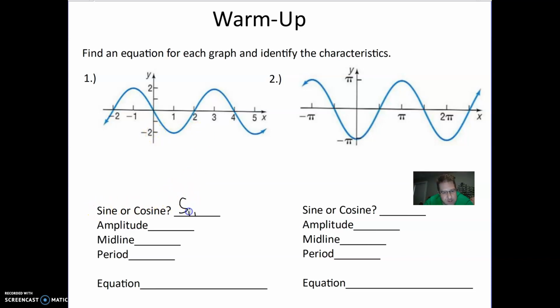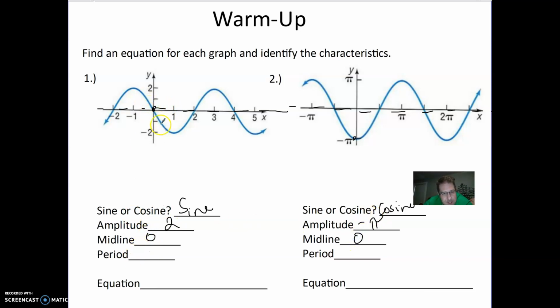I know that this is a sine function because it starts at the midline. I know that this one is a cosine function because it starts at the minimum. The amplitude just means the distance from the midline to the maximum or minimum, so that's going to be a distance of 2, and this one's got a midline also of 0. It looks like it has a distance of negative pi. Okay, so negative 3.14. So that's kind of unusual, but so be it. Midline in this case is 0. Midline here is also 0.